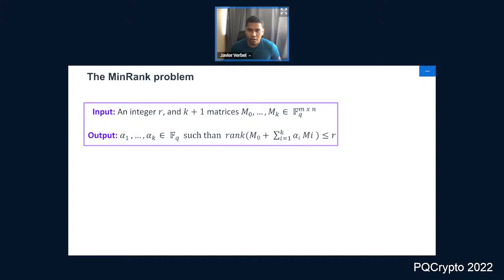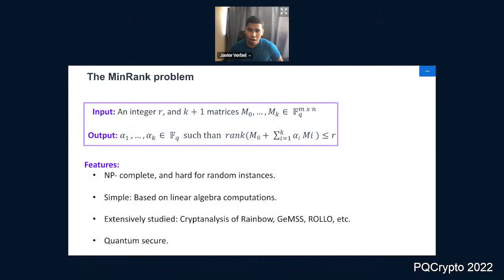Okay. So the MinRank problem, as you saw in the previous talk: the input is given by a set of matrices M0 to MK and an integer R. And what we have to find is just a set of coefficients in the finite field such that the rank of this linear combination is smaller than R. About this problem, it is known that it is NP complete, and it is also known that for random instances, this problem is also hard.